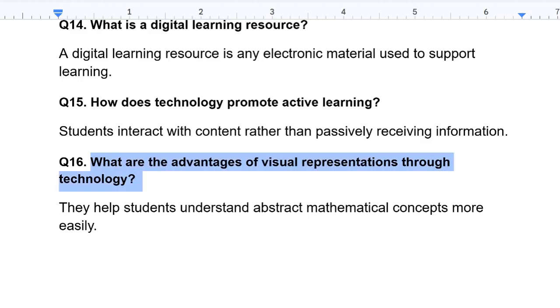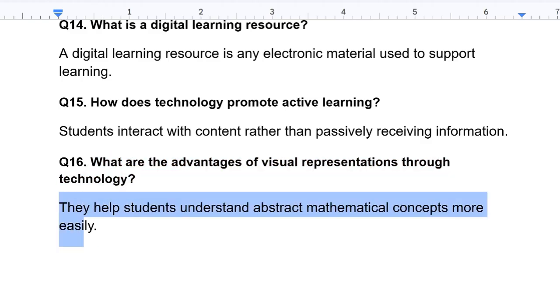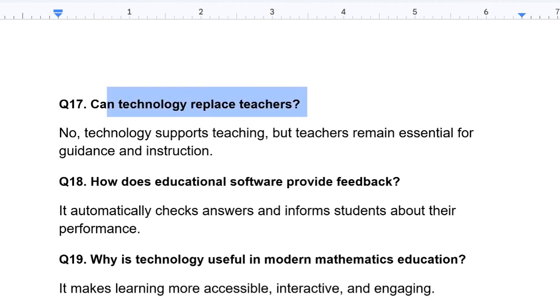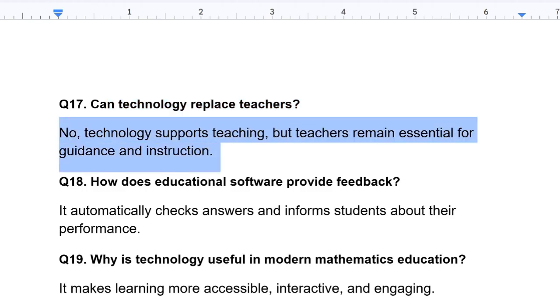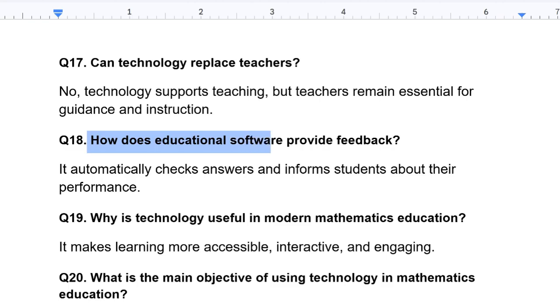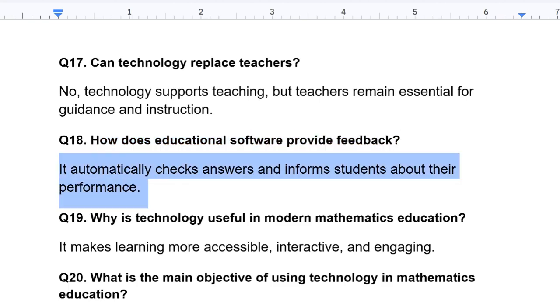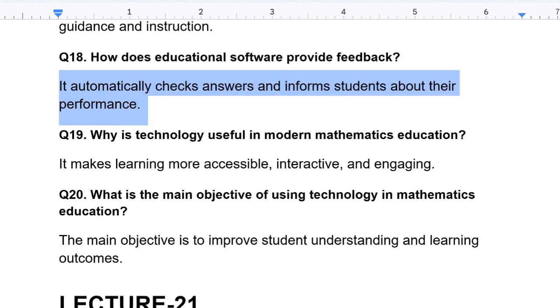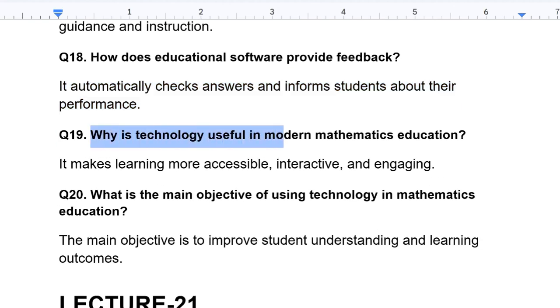What are the advantages of visual representation through technology? They help students understand abstract mathematical concepts more easily. Can technology replace teachers? No. Technology supports teaching, but teachers remain essential for guidance and instruction. How does educational software provide feedback? It automatically checks answers and informs students about their performance. Why is technology useful in modern mathematics education?